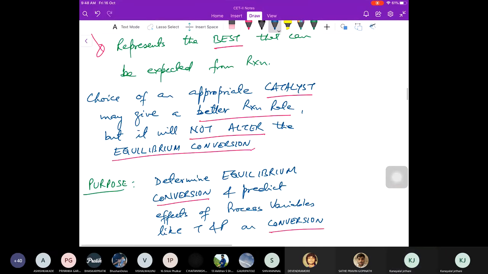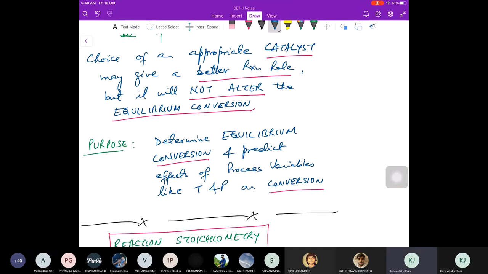Right? So the purpose is to determine equilibrium conversion and predict the effects of various variables like temperature and pressure on conversion. So if temperature increases, what will happen? If pressure increases, what will happen? We can predict all those things in thermo. Okay? Is this understood? Why are we studying this in thermo, reaction kinetics?